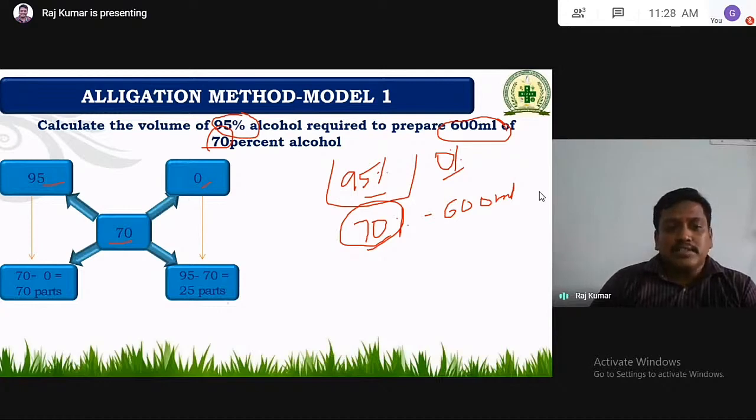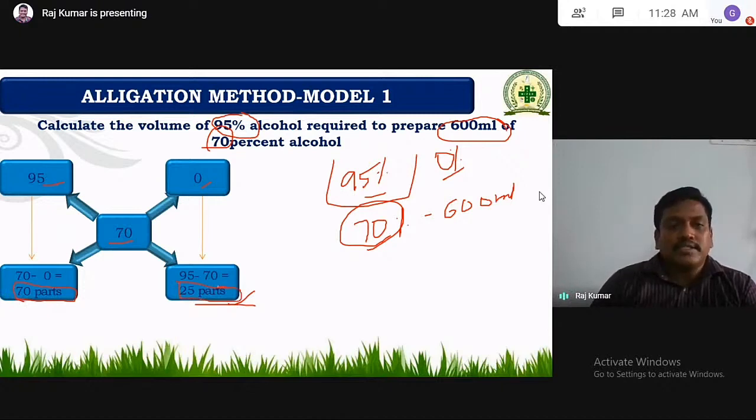Okay, here, you have to subtract 70 from 95. 95 minus 70, you will get 25 parts. Then, required minus weaker: 70 minus 0, you will get 70 parts. Remember that it is parts.